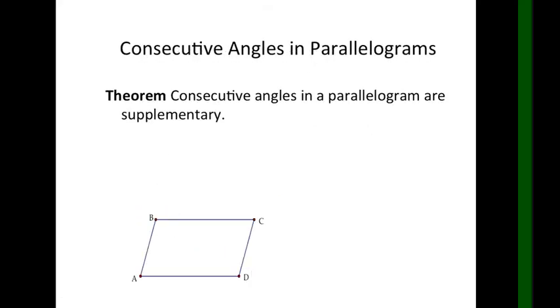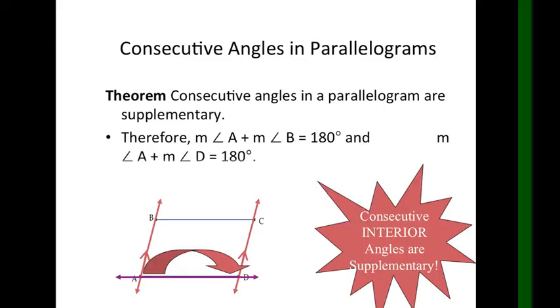Consecutive angles in parallelograms are supplementary. Gaya ng sabi ko kanina, kapag pinag-add mo yung kanilang mga angles, yung mga consecutive angles na yon, makakabuo ka ng 180 degrees. Okay? So, consecutive interior angles are supplementary. Therefore, the measurement of angle A plus the measurement of angle B is equal to 180, and the measurement of angle A plus the measurement of angle D is also equal to 180. So, nasabi ko na kanina yan.